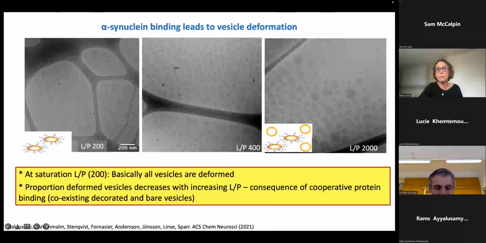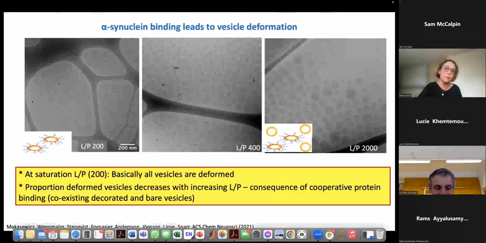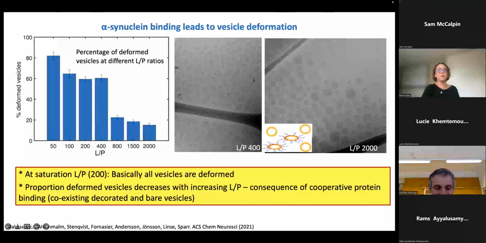And in these images, the lipid to protein ratio has been varied. As you can see, if you look in more detail, the fraction of vesicles in these images that are deformed varies with the lipid to protein ratio. Where you have a very large excess of lipid vesicles, you only see few vesicles deformed. So this again supports it, and we can quantify it here. When you come above the saturation point, you start to see that the proportion of deformed vesicles decreases when you increase the lipid to protein ratio.